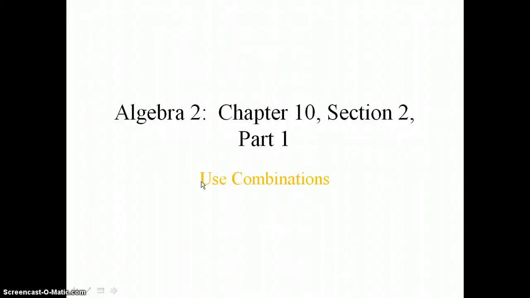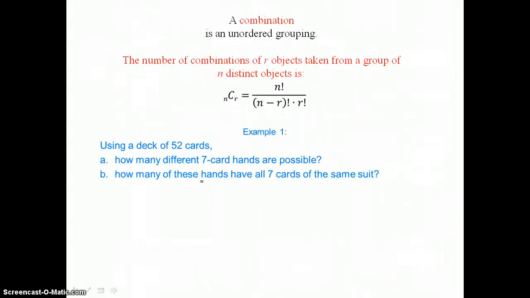In Lesson 10.2, Part 1, you will use combinations. A combination is an unordered grouping. The number of combinations of R objects taken from a group of n distinct objects is given by this formula. N choose R is equal to n factorial divided by n minus R factorial times R factorial.